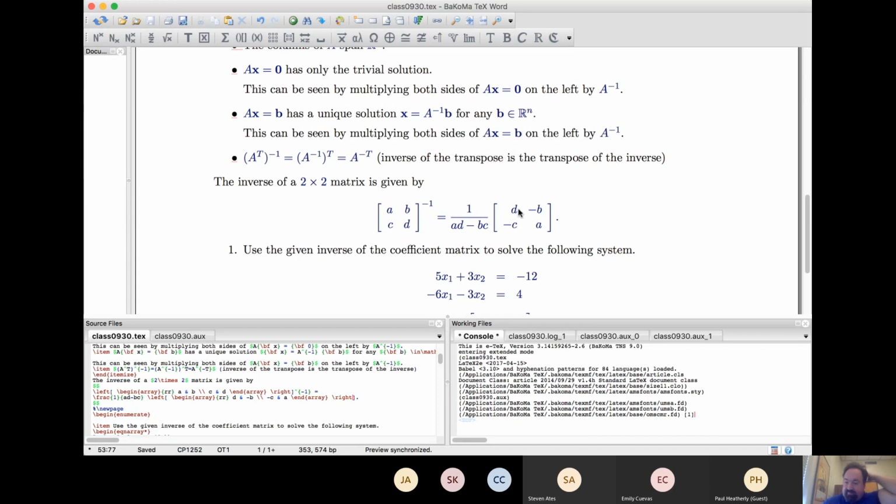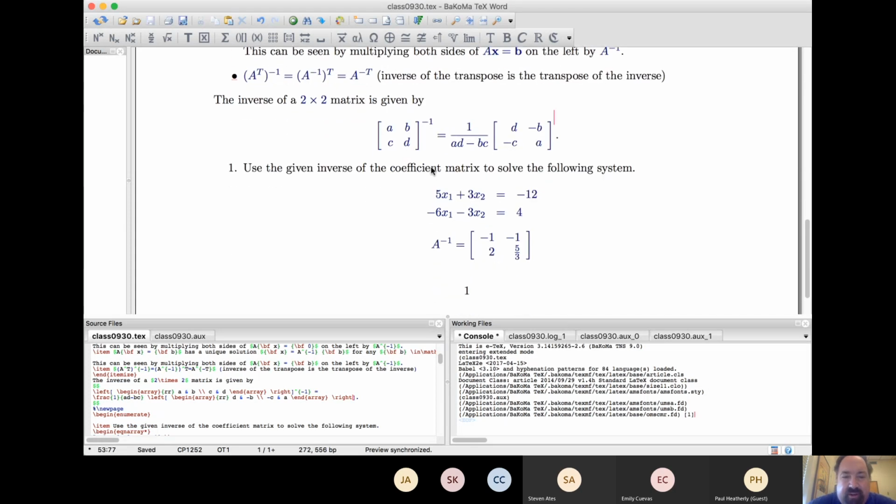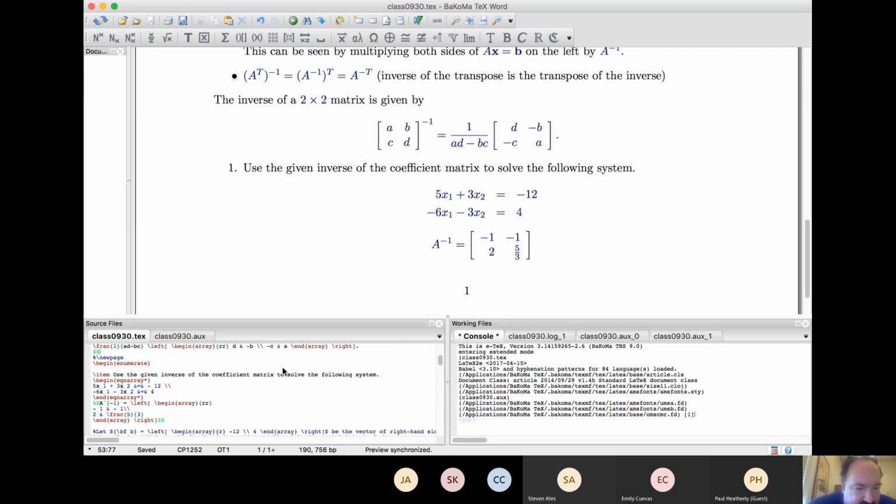All right. Okay. Still not many people here, but oh well. All right. So now we're going to take a look at some problems involving the inverse. Okay.